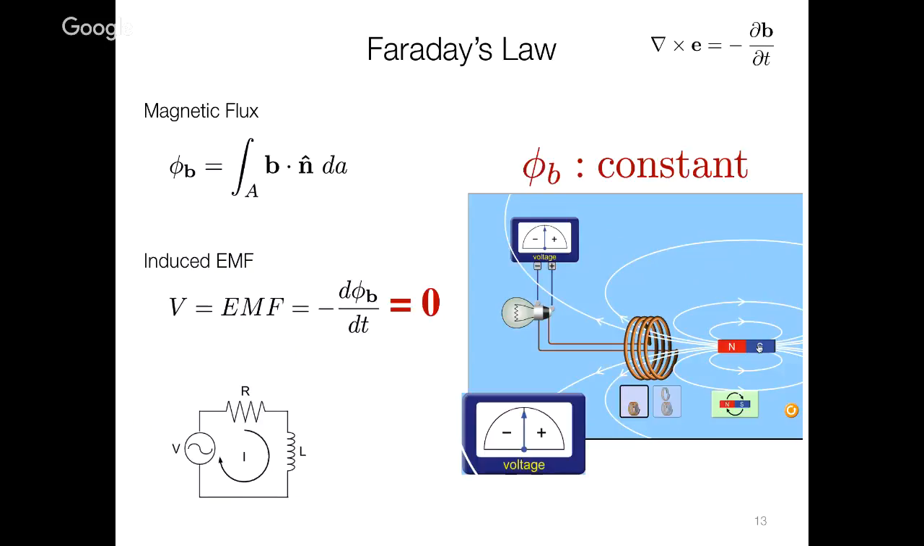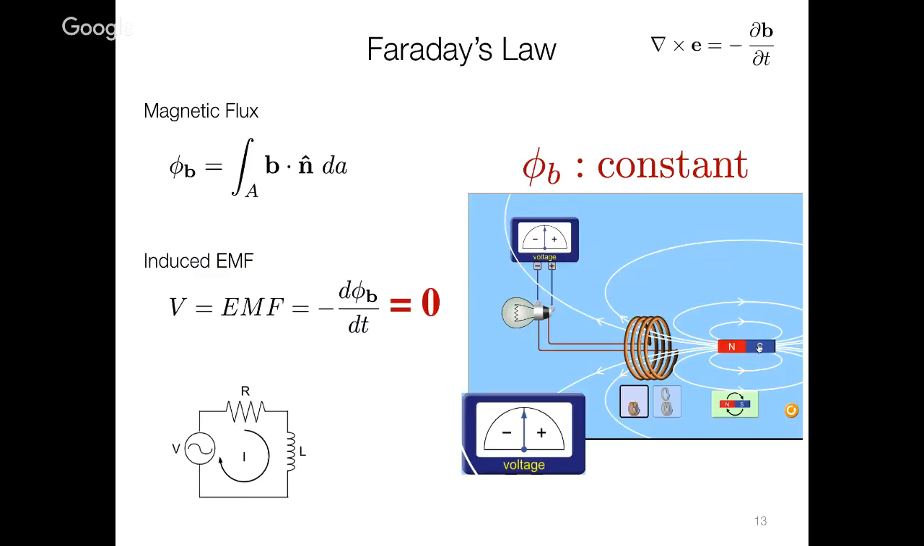So with respect to our circuit, the induced voltage in the circuit, or the induced EMF, the electromotive force, is equal to minus d phi_B dt. In this case, if the magnet is simply sitting there, nothing's changing, so there's no time variation. The magnet's there, there is a magnetic field going through, but there's no voltage recorded, and no current is flowing in that circuit. Okay?